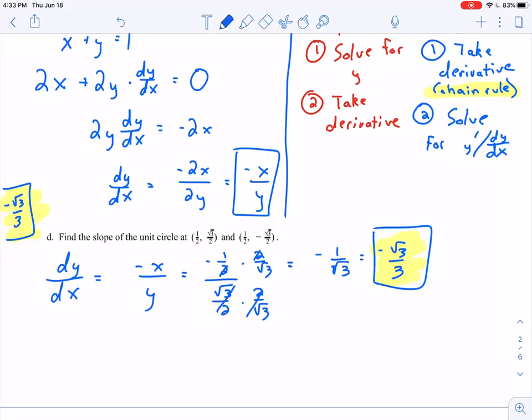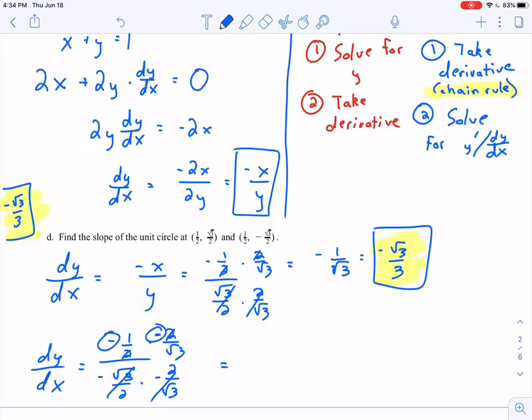Well, let's just check one more time. Let's see if I get the same thing for this point right here. So dy/dx, negative x, that's negative 1/2 divided by negative radical 3 over 2. Again, I'm going to pull the same trick I did before. And again, my 2's cancel. Oops, I forgot my negative sign up here. That would have been bad. Negative times a negative, that's going to make a positive. So I have 1 over radical 3, which is radical 3 over 3.